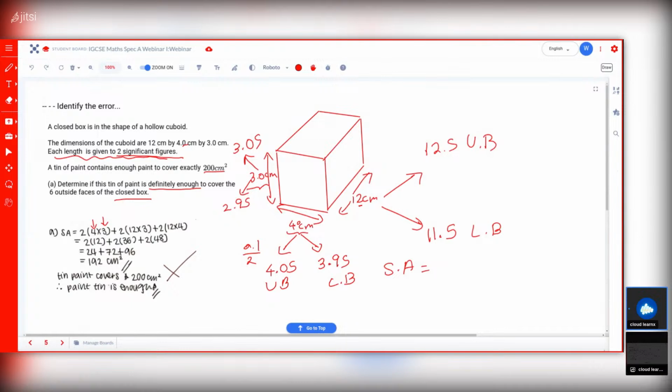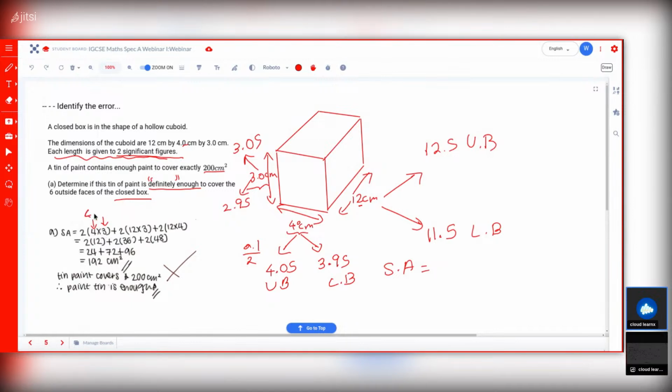You wouldn't go for the smallest lower bound of the surface area, because if the box turns out to be a larger value than that, bigger than that, then you're going to run out of paint. So you can't really use the word definitely enough in that case. So you want to push for the worst case scenario, right? Okay, so then you would go for your upper bounds on all of these.